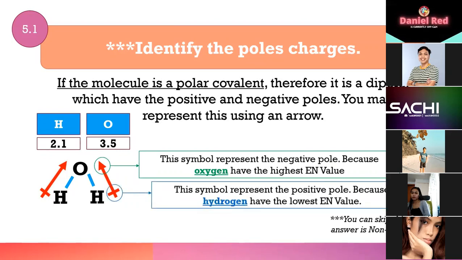Next, the plus sign on the lower level is the representation of the positive pole, because hydrogen has the lowest EN value. So you can draw this particular arrow if the answer is polar covalent bonding. But if it is non-polar covalent bonding, no need to draw the arrows. And now we can proceed to the final step of this particular process.